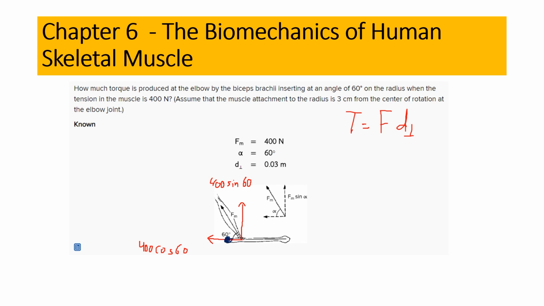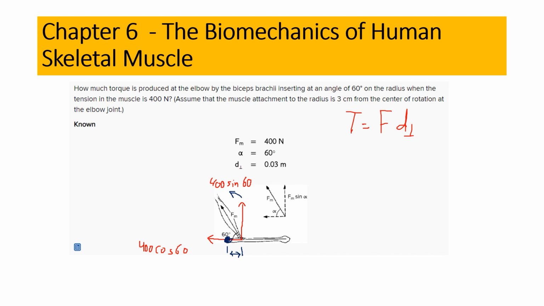If you have a force that is passing through the joint, the distance is 0, which means there's no torque. So the thing that's going to create the rotation is this one, right? Around the joint. So that's my force. How much is the distance between here and there? The question is saying it's 3 centimeters.